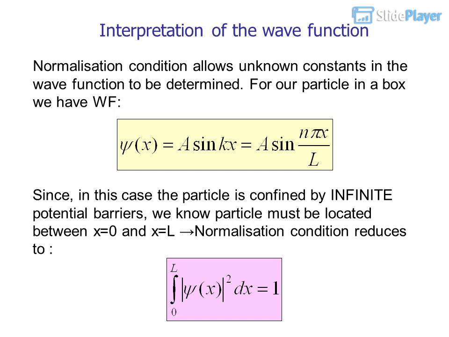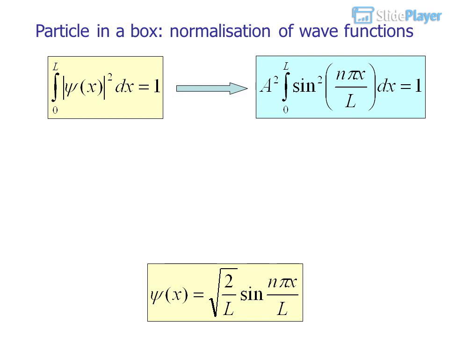For our particle in a box we have the wave function. Since, in this case the particle is confined by infinite potential barriers, we know particle must be located between x equals 0 and x equals L. Normalization condition reduces to the integral from 0 to L. Particle in a box, normalization of wave functions.